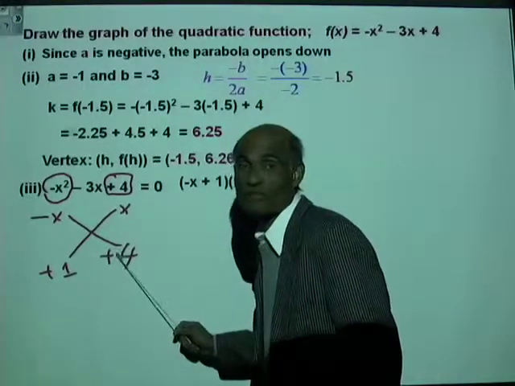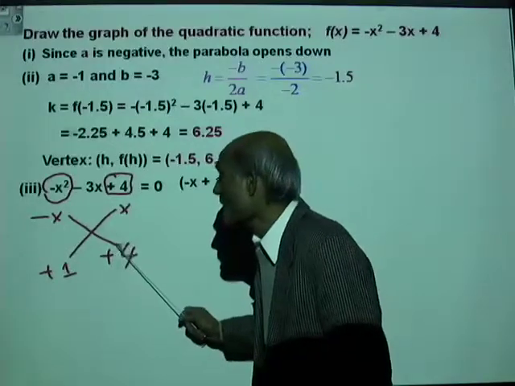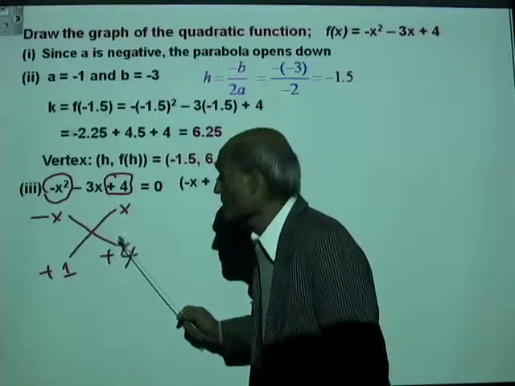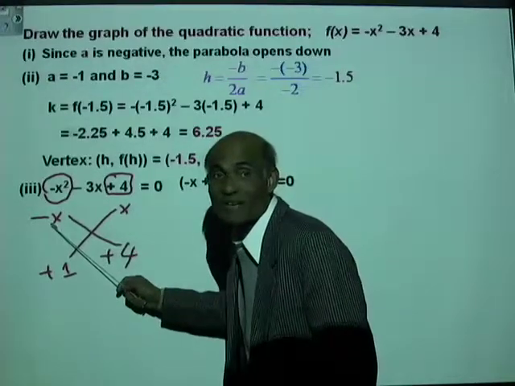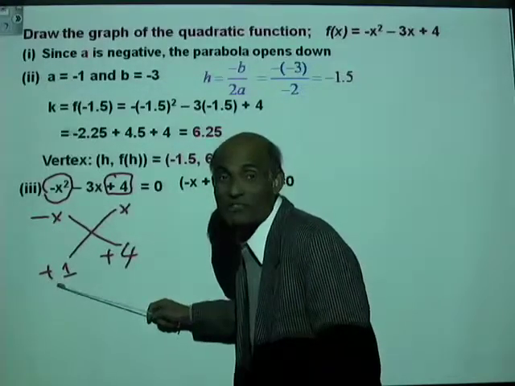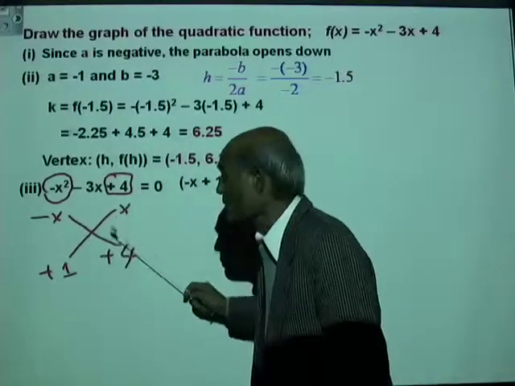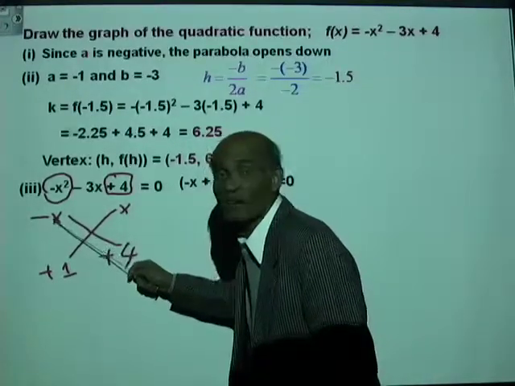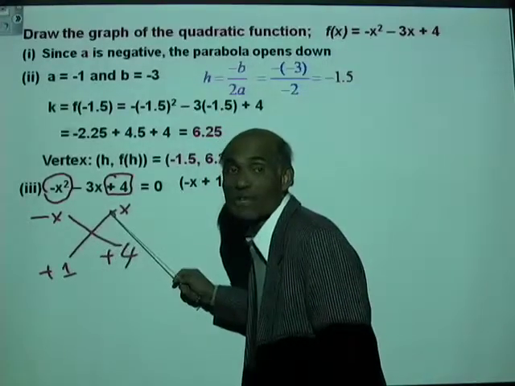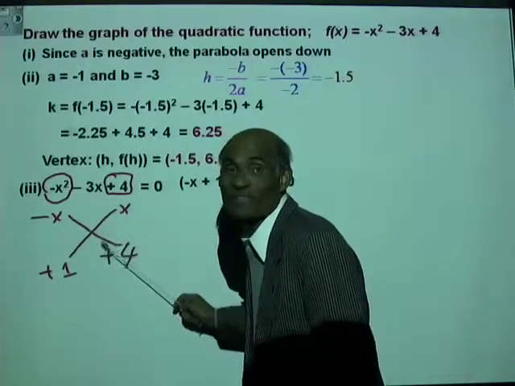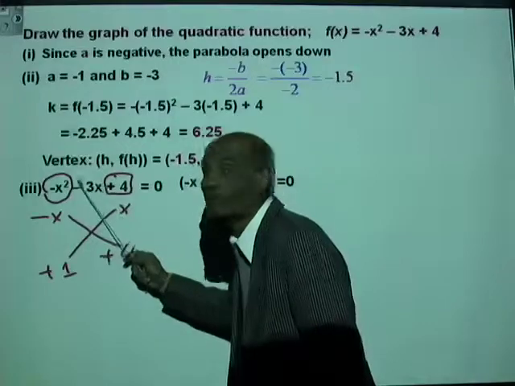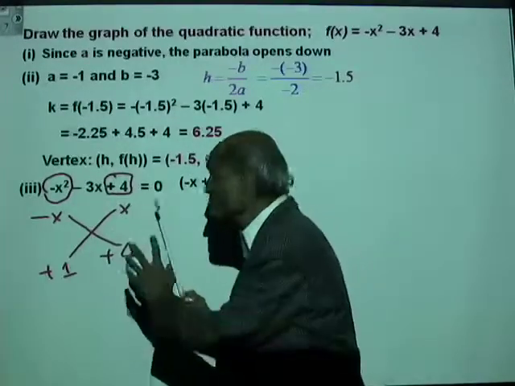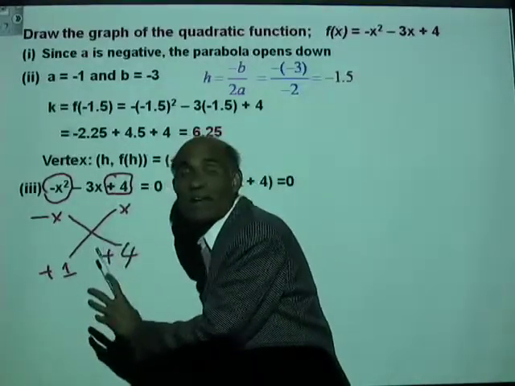Now look at the way I've written it. Watch here carefully: if you multiply along the line, 4 times negative x, and add it to this multiplication, 1 times x, what does that give you? Negative 4x plus x is negative 3x. Now, you need to do this by trial and error.